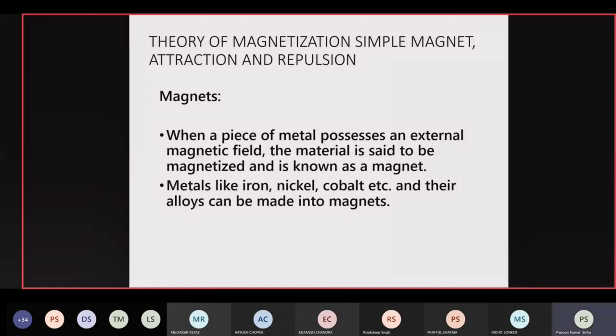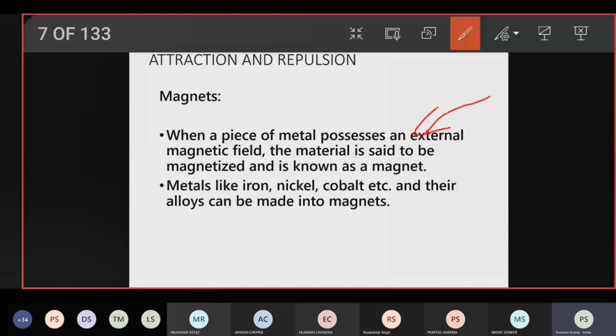Okay, somebody explain what is the meaning here. It says, when a piece of metal possesses an external magnetic field, the material is said to be magnetized and is known as a magnet. Very simple sentence, but tell me what it is saying. What image has been created in the mind?